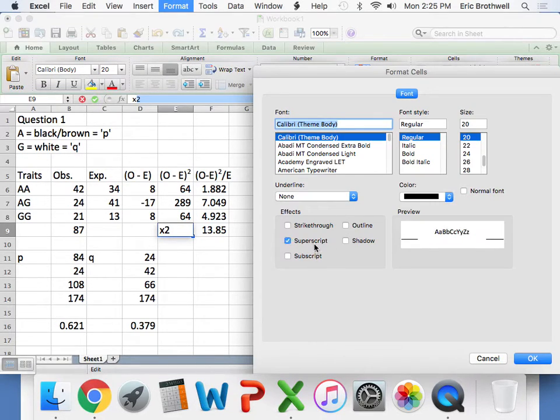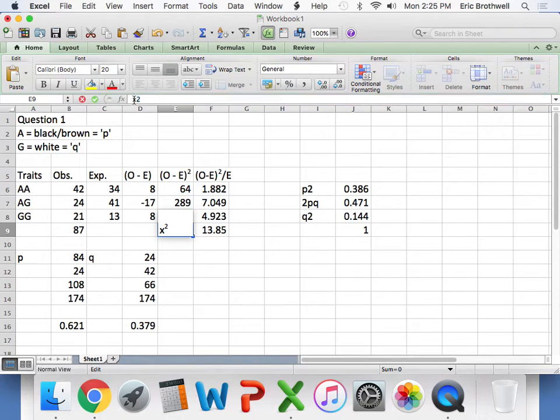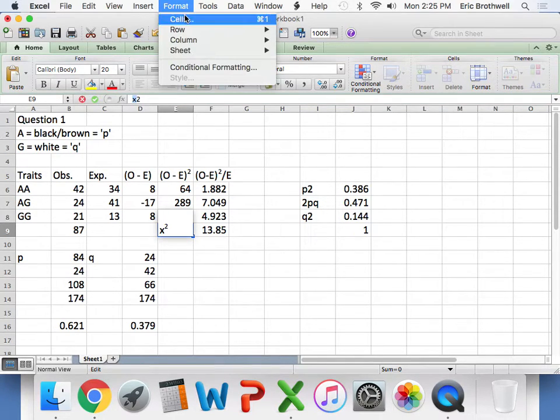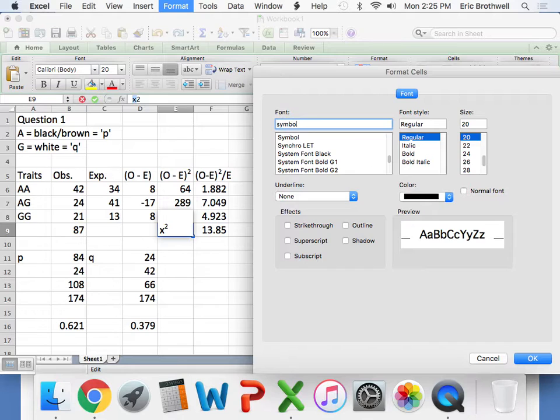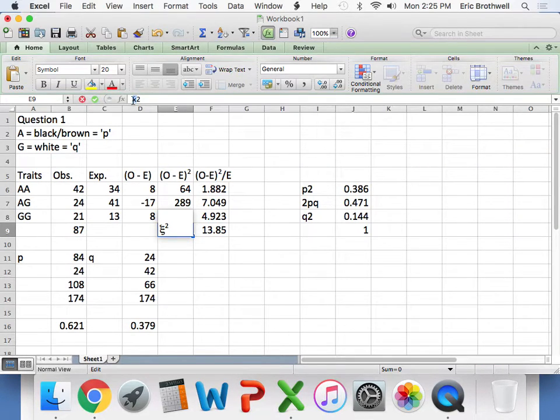So I want to make it look right. Chi is... no. C, D, E, F, G, H, I, J, K, L, M, N, O, P, Q, R, S, T, U, V, W, X, Y, Z. Wait, how did I miss it? Whatever. X squared. That's going to be good enough for me right now.